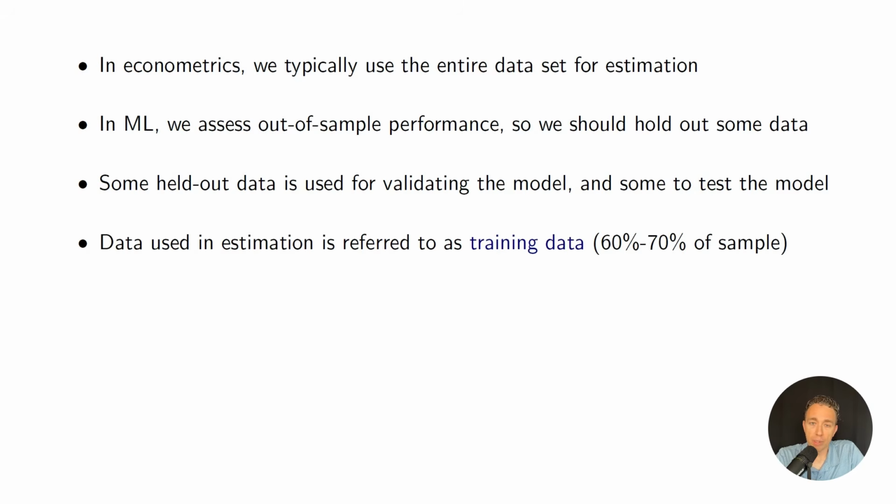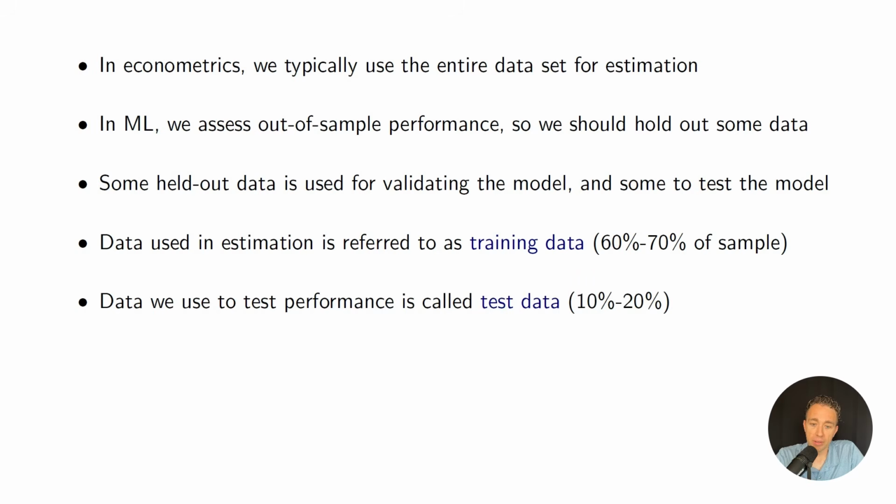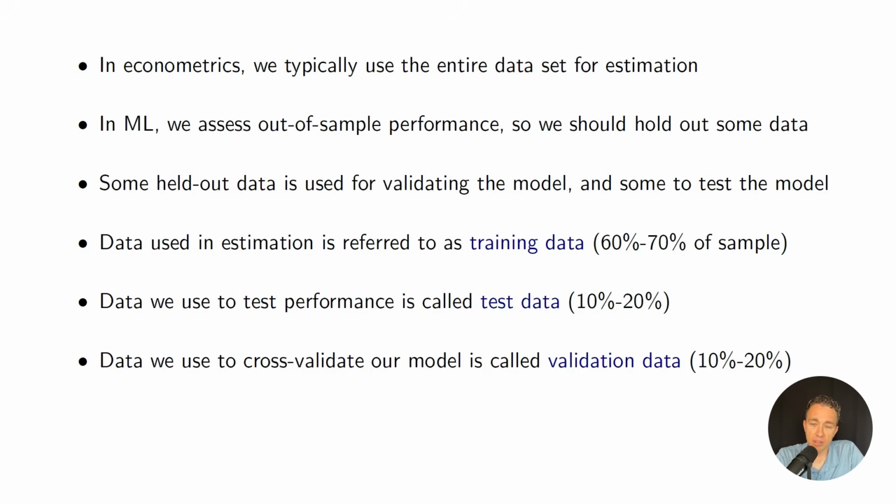So typically we earmark 60 to 70% of all of the data that we have for training purposes. And then we hold out 10 to 20% for testing. And we also hold out 10 to 20% for validation through a process known as cross-validation. We'll talk more about this in upcoming videos, but just to try to help you understand the main differences between econometrics and machine learning, that's the goal of this video.